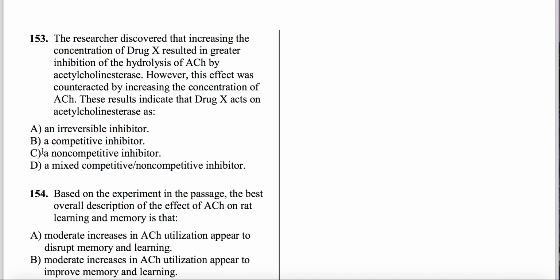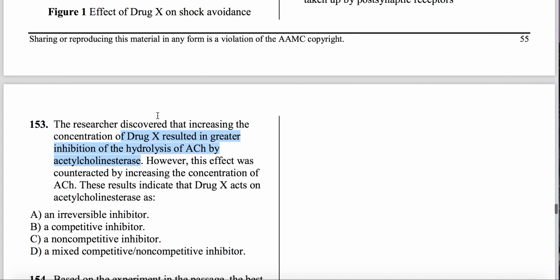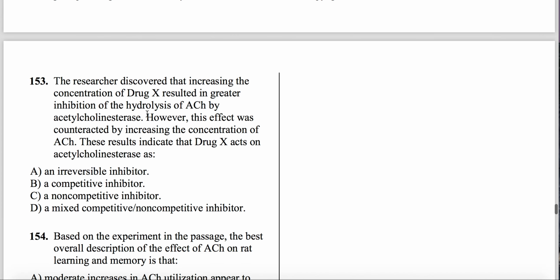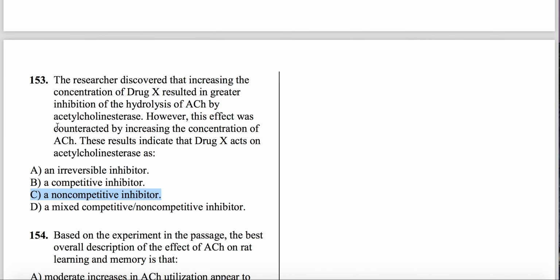inhibition. Non-competitive inhibition, we said before, is the case in which it's not dependent on the substrate concentration. Adding more acetylcholine would not affect the ability of the drug to block acetylcholinesterase. That's what it originally said it was. I'm sorry, it didn't say that. It said drug Y is non-competitive. I apologize for that. But that's not what's happening here, because when we increase the concentration of acetylcholine, it counteracts drug X's ability to block acetylcholinesterase. That's not what non-competitive is. And then mixed competitive, non-competitive inhibitor.